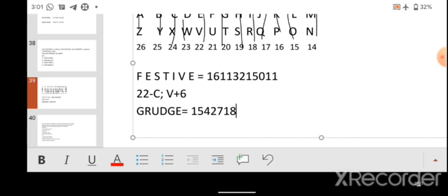Then we have G again. G is 15. We have done it once, no need to do it again. And then E is again a vowel. A vowel will be plus 6. That is 11. So 15427181511 will be the correct answer.